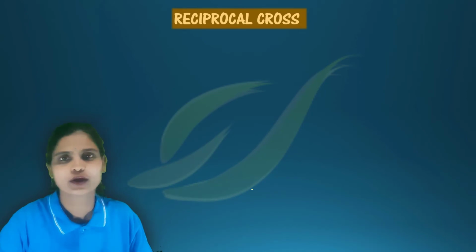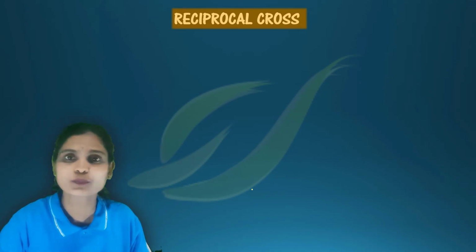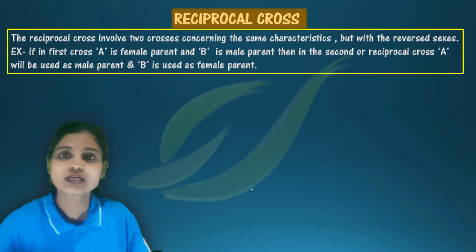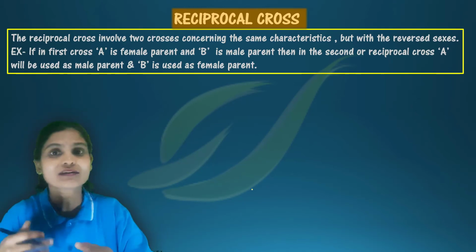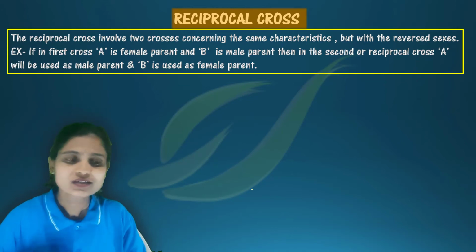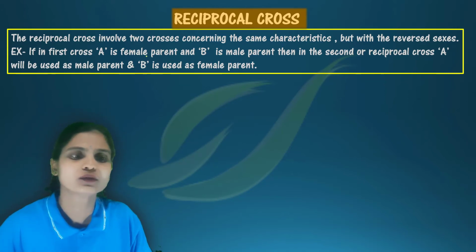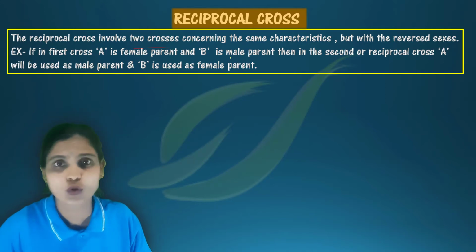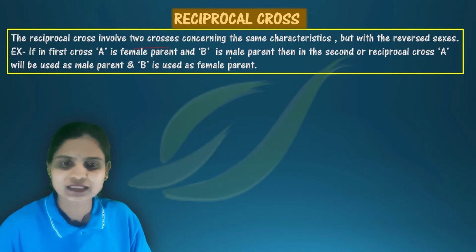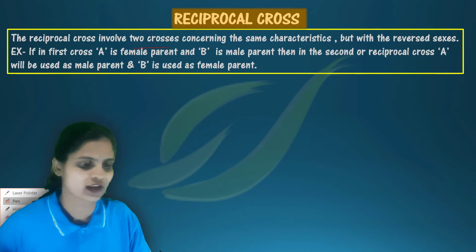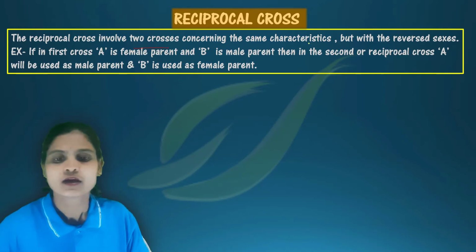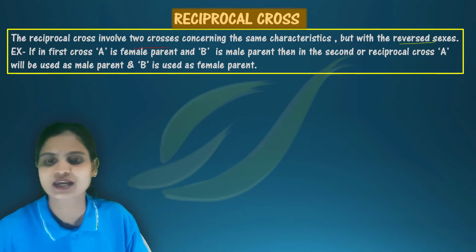In the next part we are going to study what is reciprocal cross. The name itself indicates that reciprocal means reverse. It involves two crosses. Let us see what the two crosses are. It is nothing but a cross that involves reversing the sex of the organism. Please remember this, with the reversed sex.